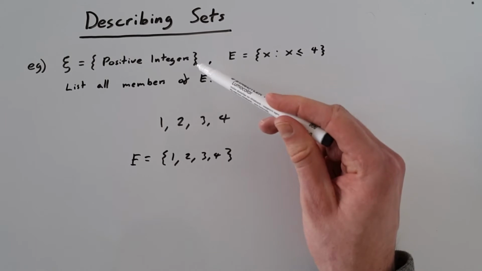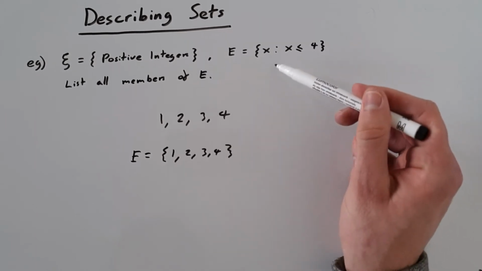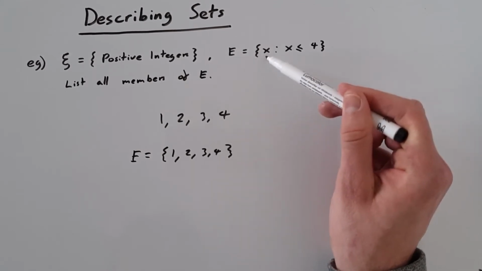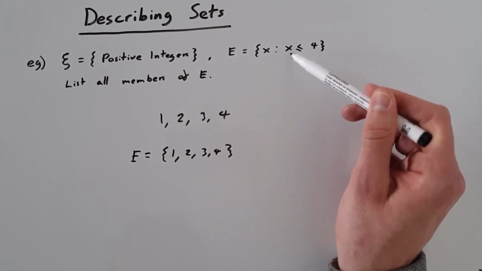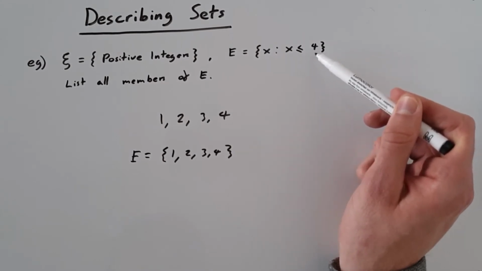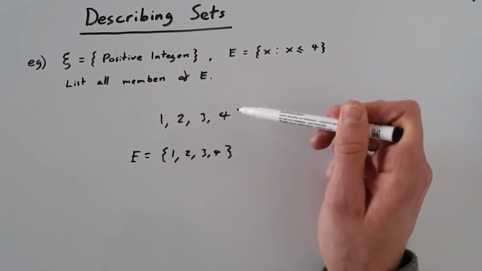Only numbers that are from our universal set, and only numbers that satisfy the rule that we've laid out here, which is E equals X such that X is less than or equal to 4. So X must be less than or equal to 4, and this is our answer.